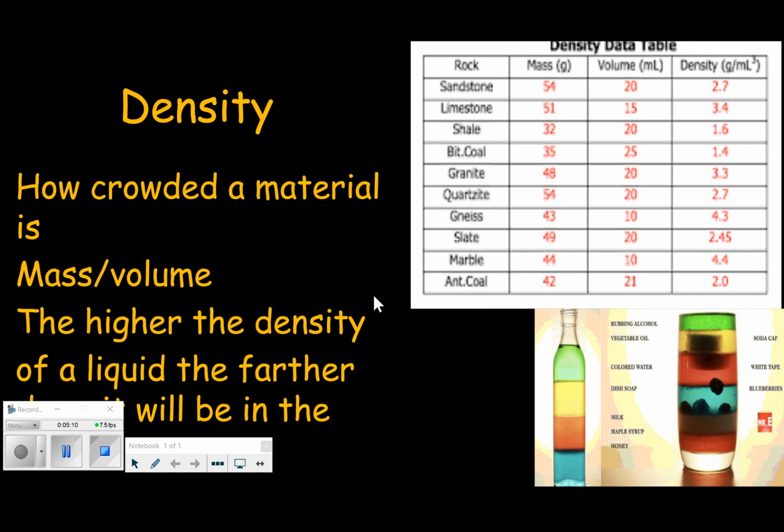Density is how crowded a material is. It is usually found by mass divided by volume. The higher the density of a liquid, the farther down it will be in a column.